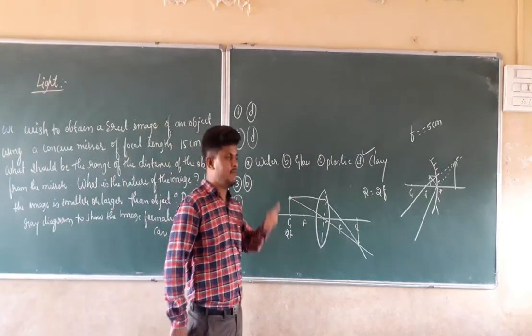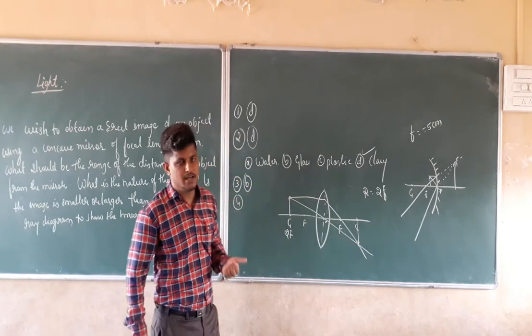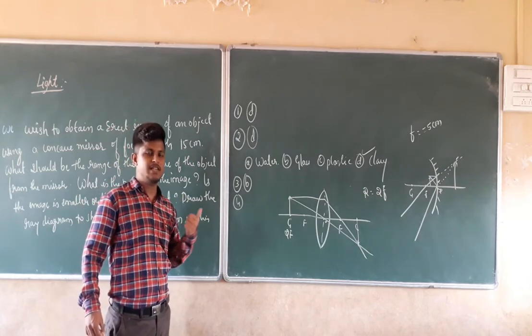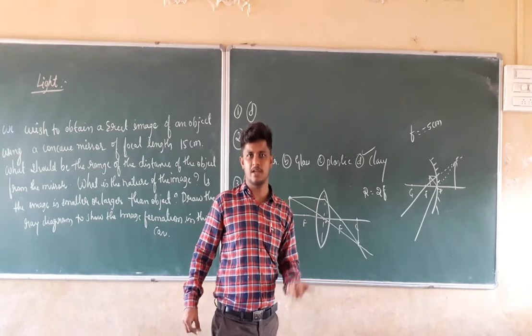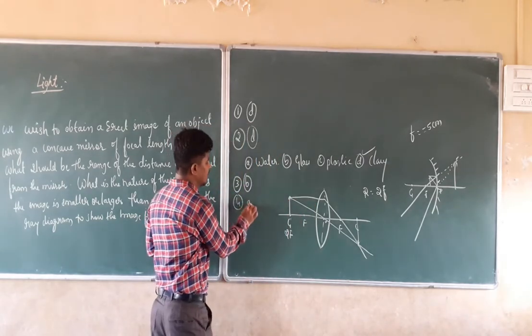So if the focal length is given as -5 cm in the question, then which type of lens and which type of mirror will it be? Both will be concave. So the answer for the fourth question will be option A.